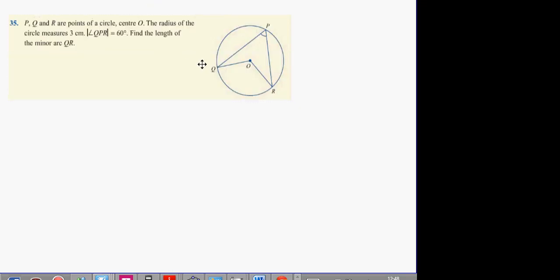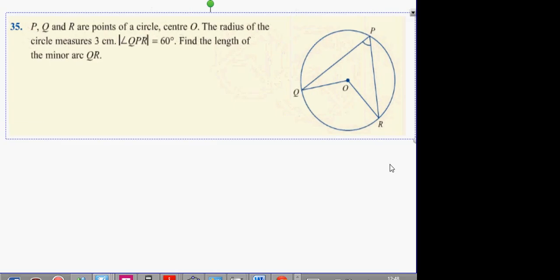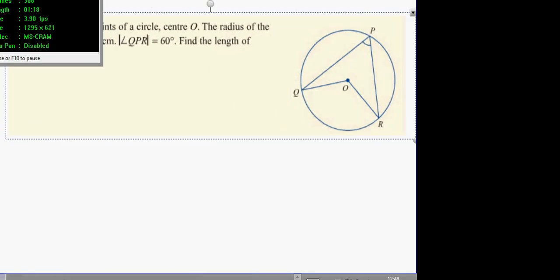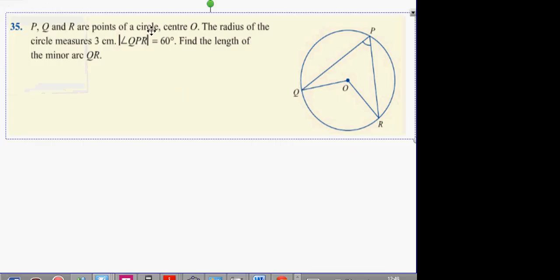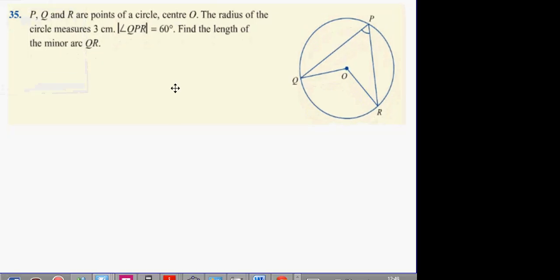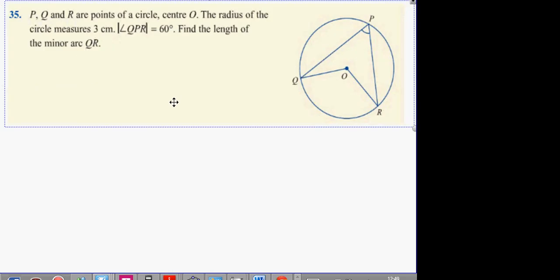Number 35. P, Q, and R are points on the circle. The radius of the circle measures 3 centimeters. The angle PQR equals 60 degrees. Find the minor arc QR.